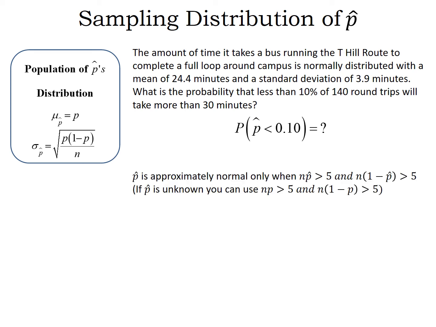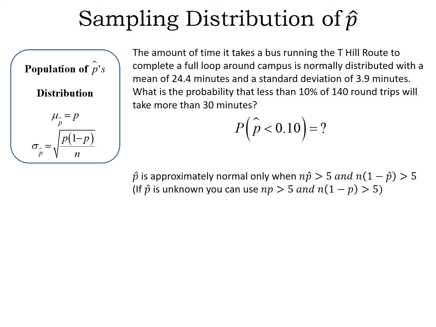So let's take a look at those conditions again. We need n times p hat to be bigger than 5. Now, we haven't collected our sample of 140 trips, so we don't know what p hat really is. We're actually interested in the chances of p hat doing something. So here we'll look at n times p, because we don't know p hat. And remember, p hat is the probability of the event actually happening.